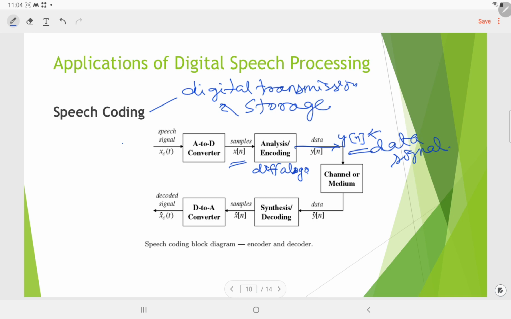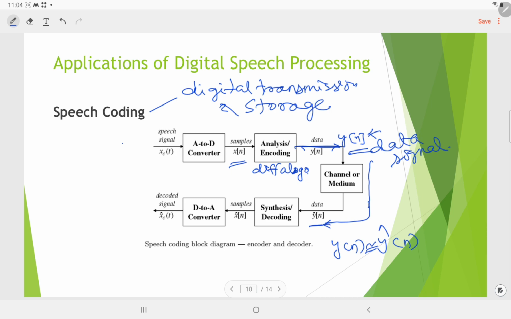And after that, this encoded signal is transmitted through the channel or any given medium, then at the receiver side the data is received, and it is expected that yn and y cap n, that means at the sender part and at the receiver part, should be almost identical to each other. Okay, if they are not identical, then definitely you are going to lose some information.